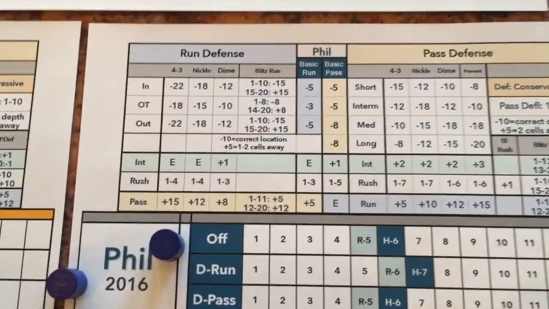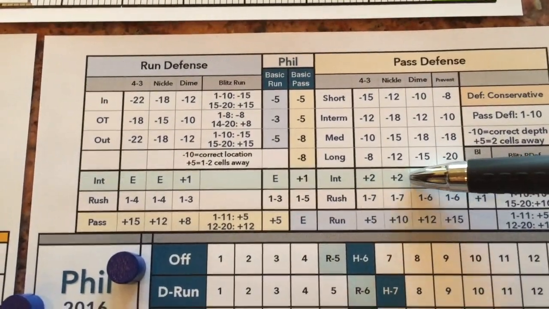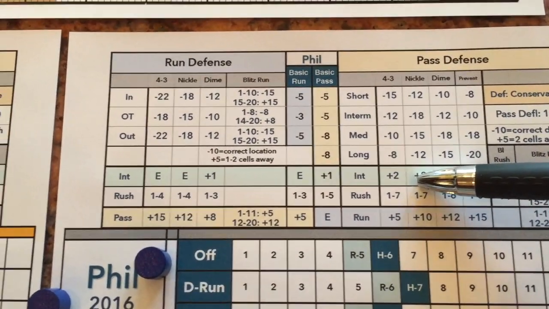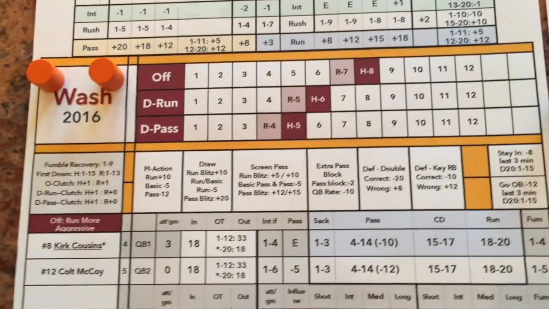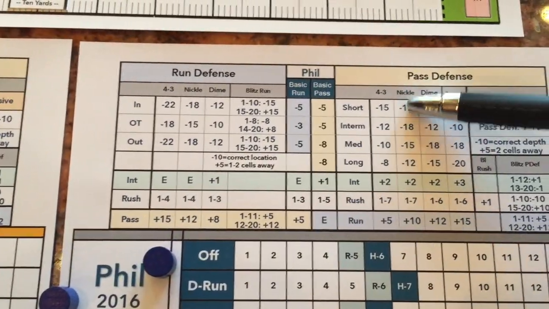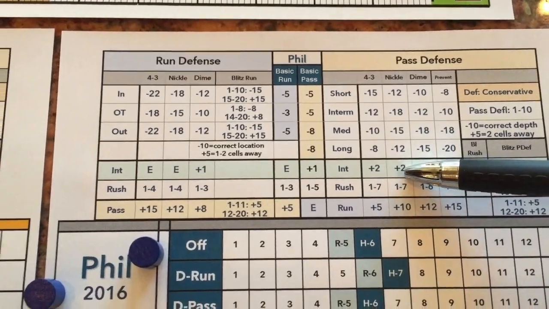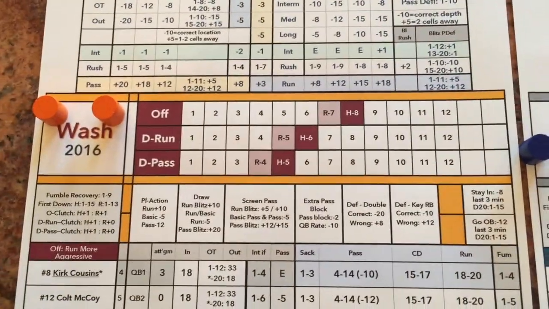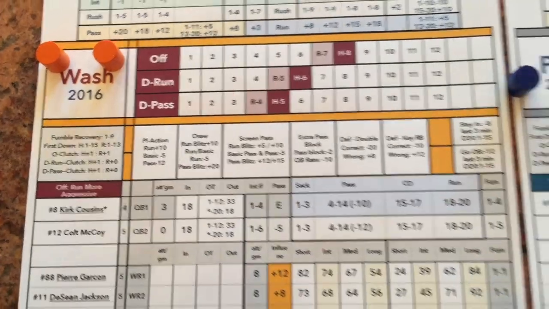But if you look at Philadelphia, Philadelphia's got some nice numbers. If they're playing pass defense, they'd be +2. So if you look at Kirk Cousins, his interception rating is 1 to 4. Say if they were playing a nickel defense and they had a chance for an interception, they'd add 2 to it. So that range would now become 1 to 6.